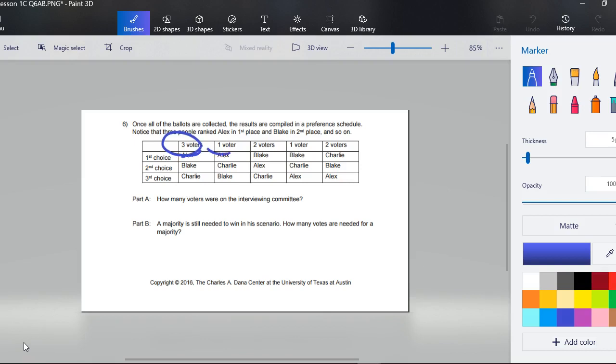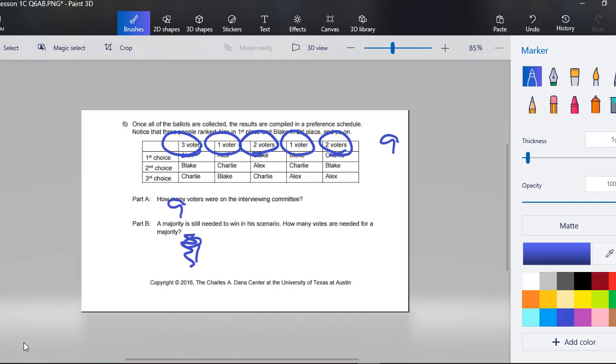You need to make it really clear to your eyeballs that we had 3 plus 1 plus 2 plus 1 plus 2: that's 3, 4, 5, 6, 7, 8, 9. We had 9 voters on this committee.